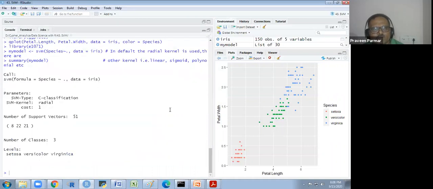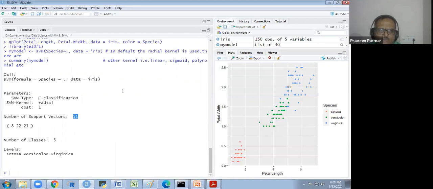And I show you the summary. This is the summary showing the classification. It is a radial kernel, and the cost is 1. I will explain the cost later also. The number of support vectors I have is 51. I will explain what the support vectors are.